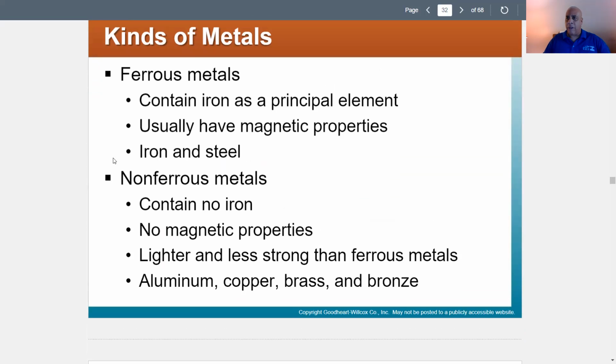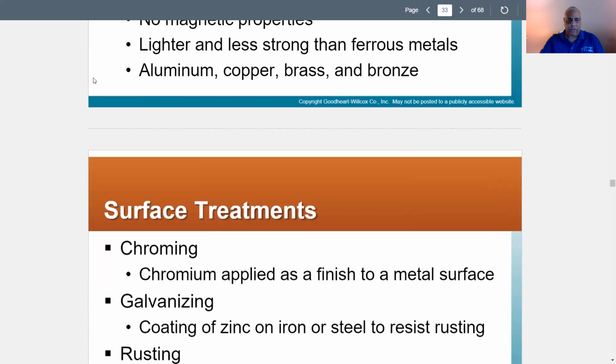Now, when we deal with non-ferrous metals, that means the metals don't have any iron, no magnetic properties. They're lighter and less strong than ferrous metals. And these metals can be brittle. Aluminum, copper, brass, and bronze. Again, these metals are aluminum, copper, brass, and bronze.